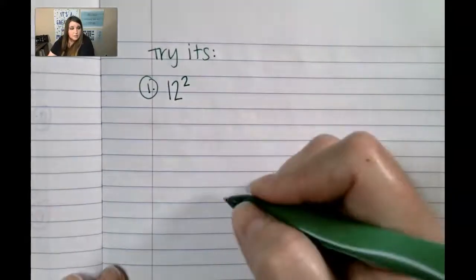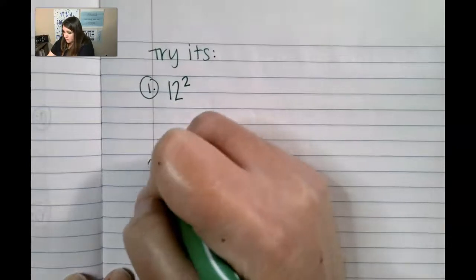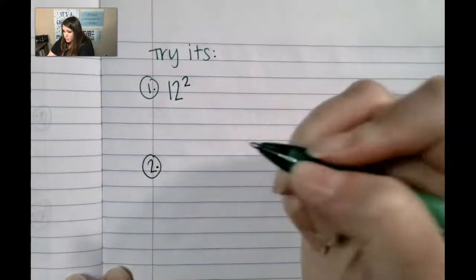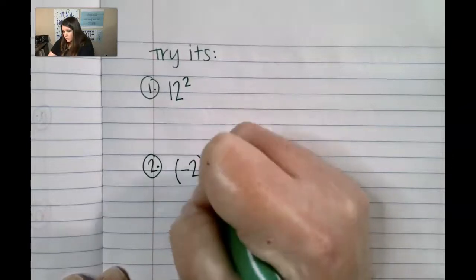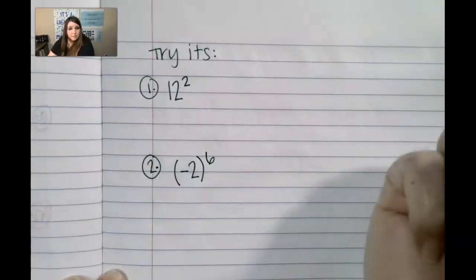And then our next one is try-it number 2. Try-it number 2 looks like negative 2 to the 6th.